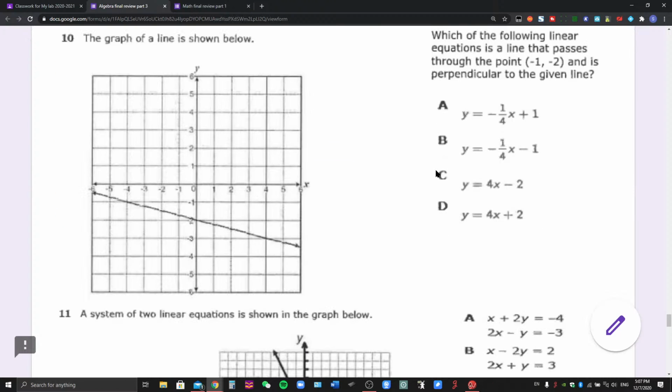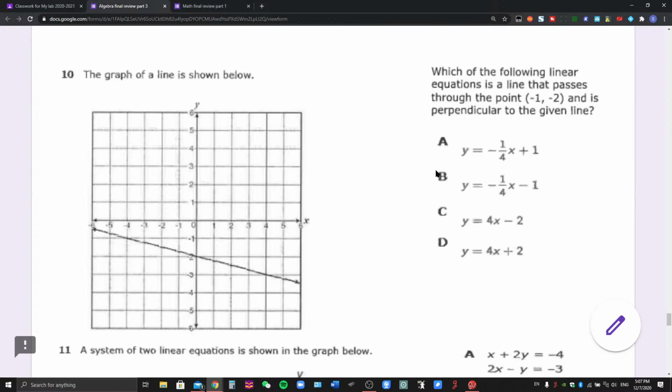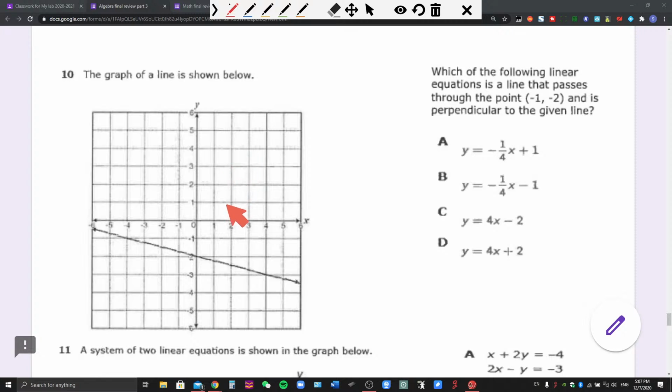Number 10. We have a graph of a line. Which of the following linear equations is the line that passes through the point -1, -2 and is perpendicular to the given line? Okay, this one is a little bit of a stretch. So let's see, the point -1, -2 is here. And also it has to be perpendicular. Suppose we have a line.